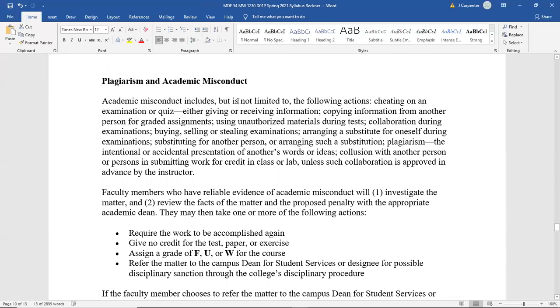Plagiarism, academic misconduct in MDE 54. What the heck are you going to plagiarize? I don't even know. There's no percentage grades. This is for your own benefit.